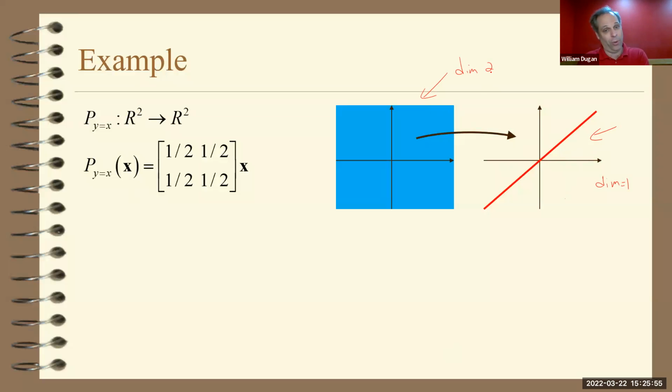But also remember that the dimension of the resulting image can't exceed the rank of the matrix. The rank of this matrix is 1, and the image dimension is 1. That does not exceed 1, so that looks good. There is some collapsing here.